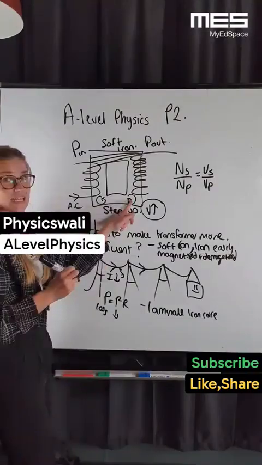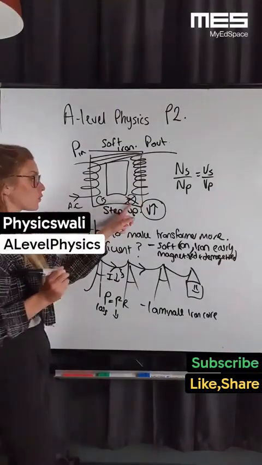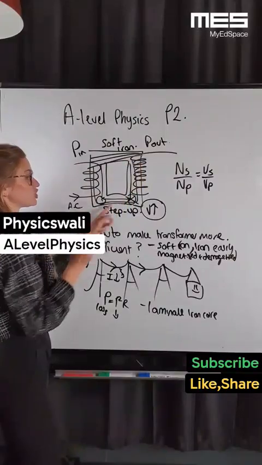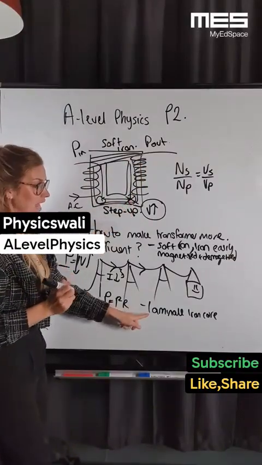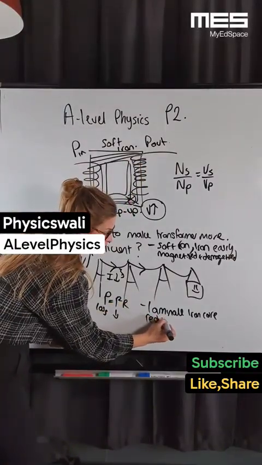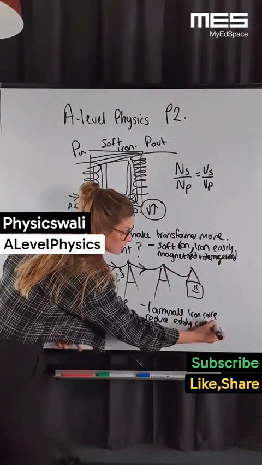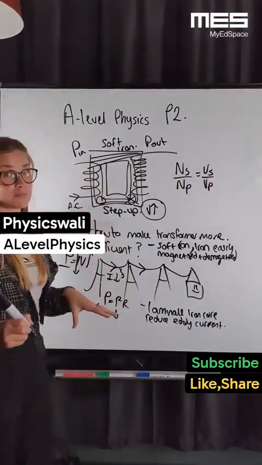We don't want these eddy currents to form. That's why we put these layers of insulation in the transformer, to try to stop the eddy currents forming. So we laminate the iron core in order to reduce the eddy currents. Eddy currents are just little loops of current that happen in the transformer. We don't want them there.